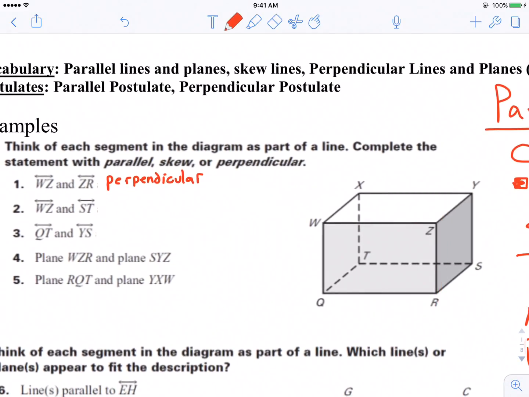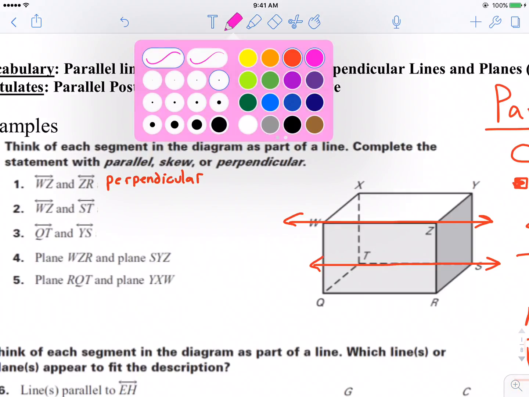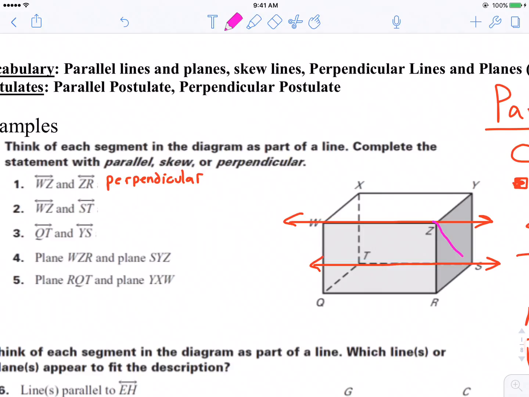WZ, same first segment here. We're going to assume it's a line. And ST. Okay, so here's where we have to talk about the difference between parallel and skew. Could you draw a plane that contains these two? And I think that you could. If you imagine a plane going diagonal through here, this way, up through here, and so on, you could make a plane that contains both of those. And so this one is in fact parallel.